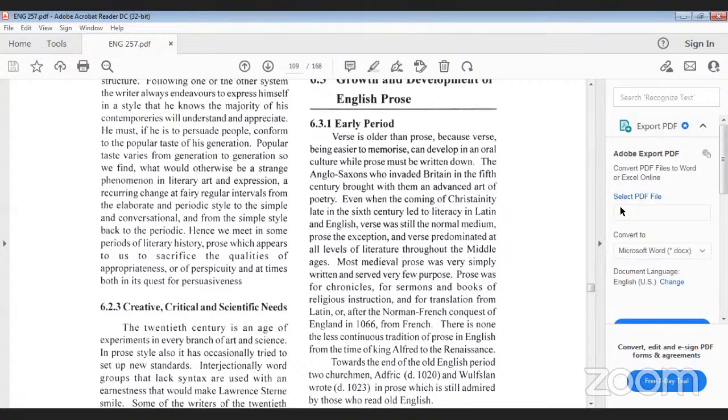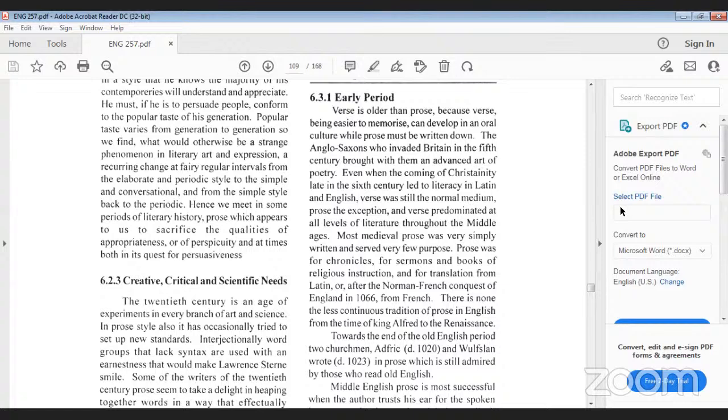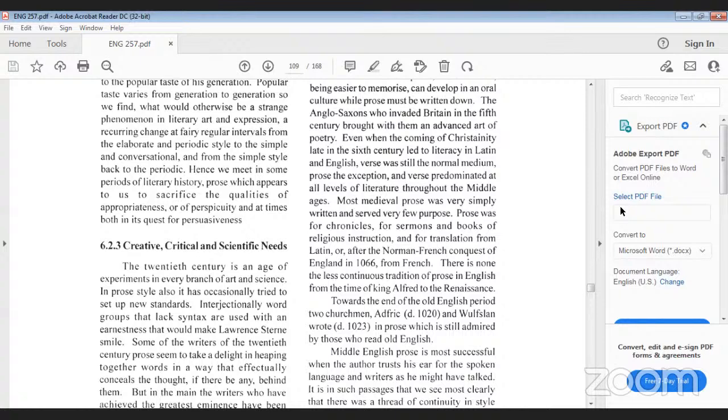From the time of King Alfred to the Renaissance, towards the end of the Old English period, two churchmen, Aelfric, dated 1020, and Wulfstan, wrote in prose which is still admired by those who read Old English. Middle English prose is most successful when the author draws from the spoken language.